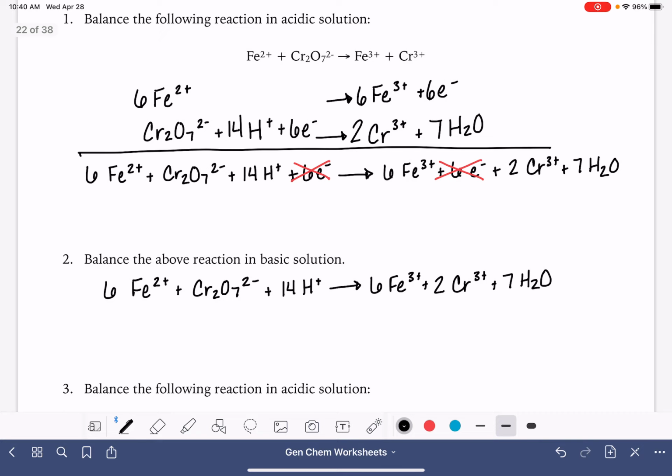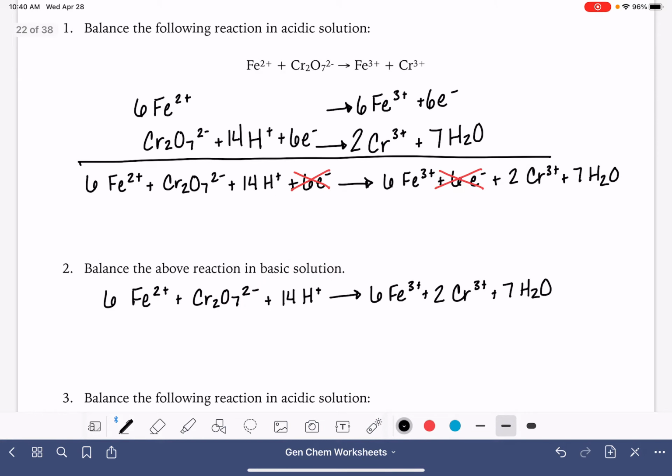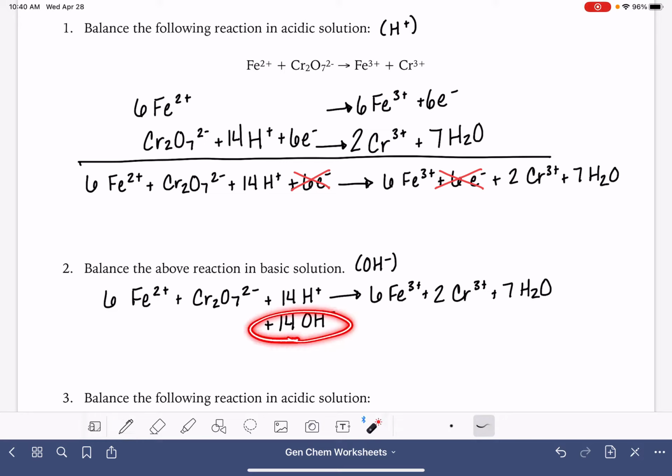If we have a basic solution, this means we cannot have H+ present because H+ is our acid. So let's make a note of that. H+ is our acid. Our base is OH-, no H+ allowed. So if we have a basic solution, what we need to do is, on paper, get rid of this H+, and the way that we're going to do that is by adding OH-, and we are going to add the exact same amount of OH- as we have H+, so that all of the H+ are going to get canceled out.